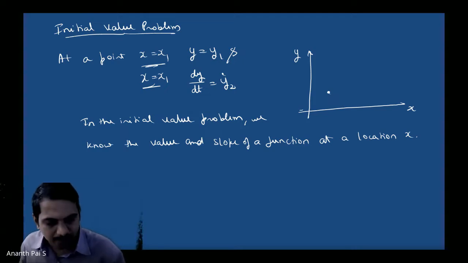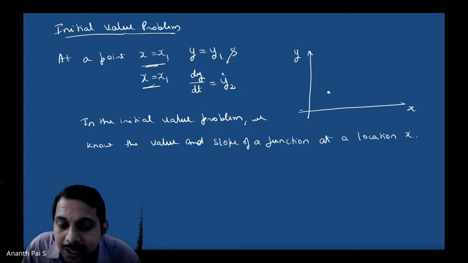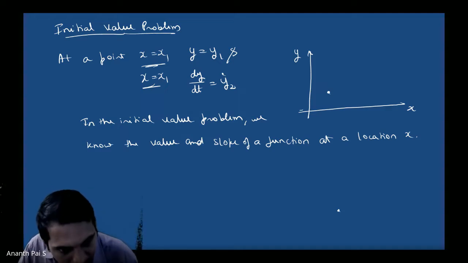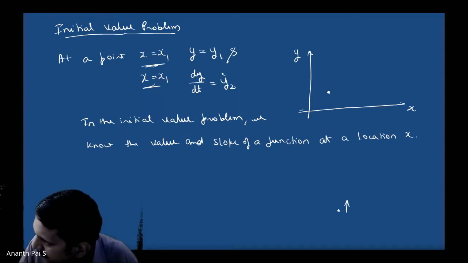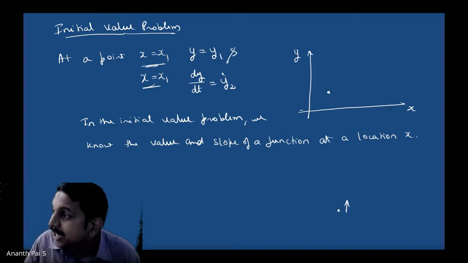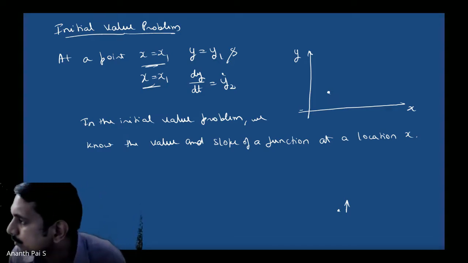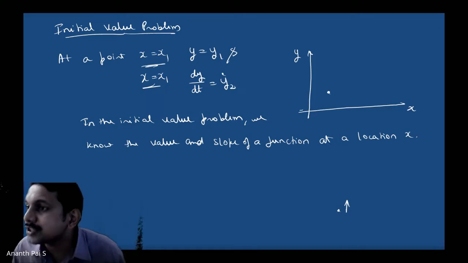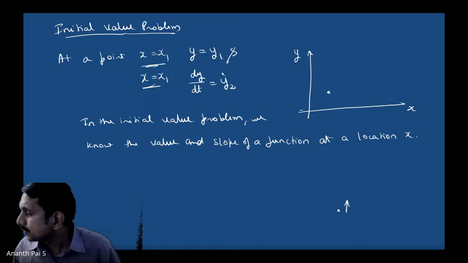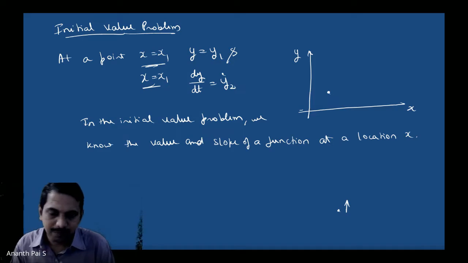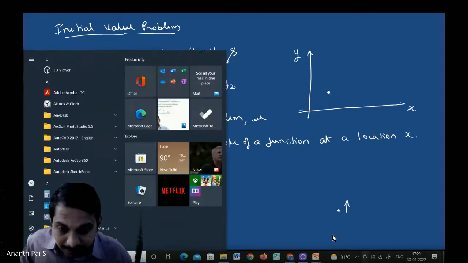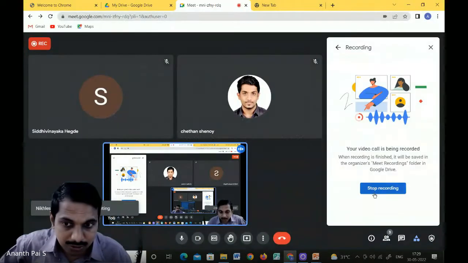So the example can be, if I'm throwing a stone, I know its position at t is equal to 0, and I know the velocity at t is equal to 0. Velocity is dy by dt, correct? We'll stop it here, students. We will discuss about this in tomorrow's class. Okay.